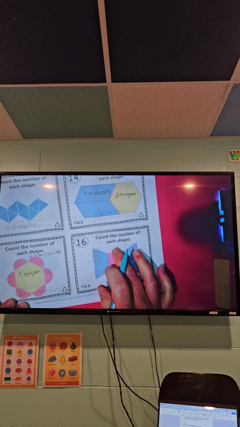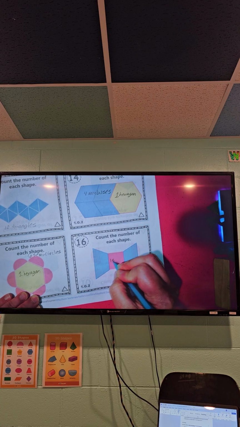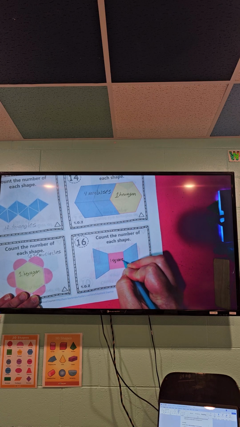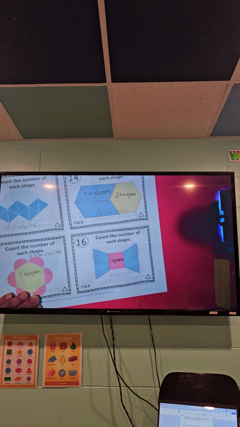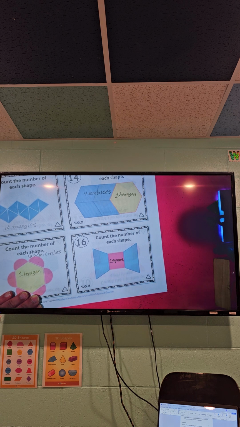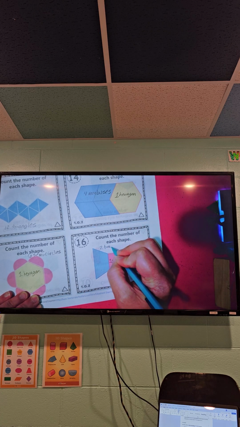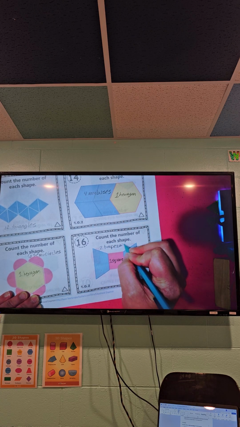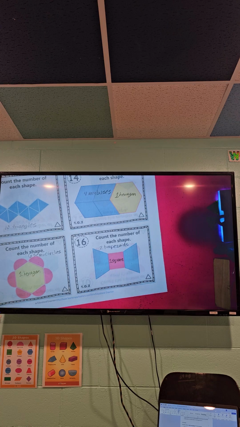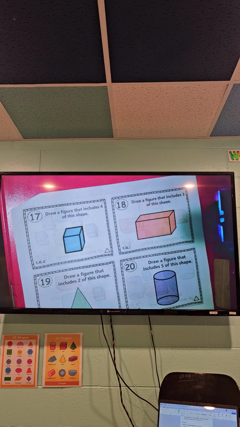Count the number of each shape. Well, we have 1 square. We have 2 trapezoids. Draw a figure that includes 4 of this shape.